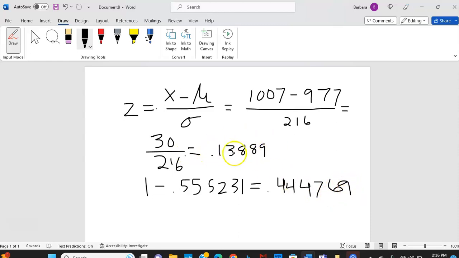So we find our z-score, we put it into Excel, we get the probability, but when it's greater than, we have to subtract it from 1. If we're looking for the probability that we were less than 1007, we would have been done with this number right here. Okay, now let's pop back to the second part of that question.